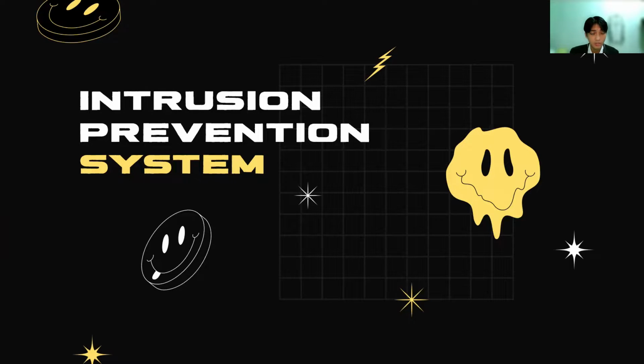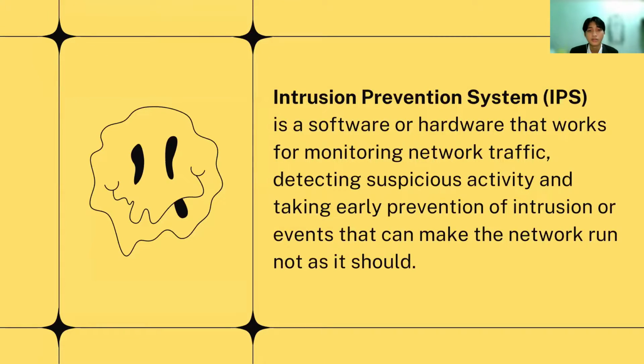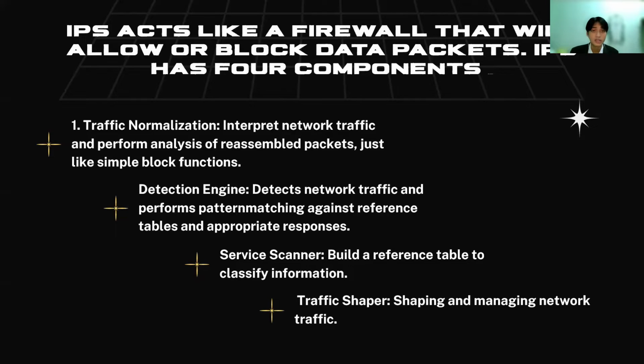Intrusion Prevention System, or IPS, is a software or hardware that works for monitoring network traffic, detecting suspicious activity, and taking early prevention of intrusion or even events that can make the network run not as it should. IPS is like a firewall that will allow or block data packets.